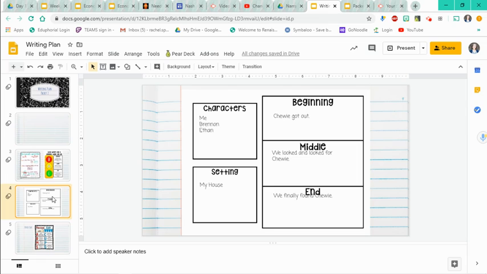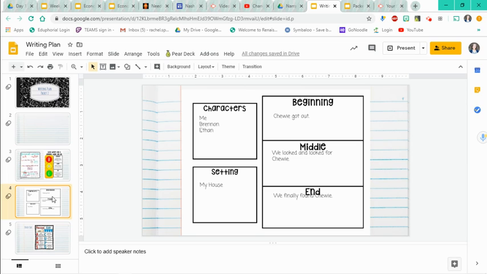And in class, we use a planning map similar to this. This is something they can just do on a piece of paper before they get started. In a good narrative, you want to plan out your characters, your setting, and then the beginning, middle, and end. And that's what I've done here. My story is going to be about one time when my dog Chewy got out. So I put that the characters are me, my sons Brennan and Ethan, and the setting is my house.